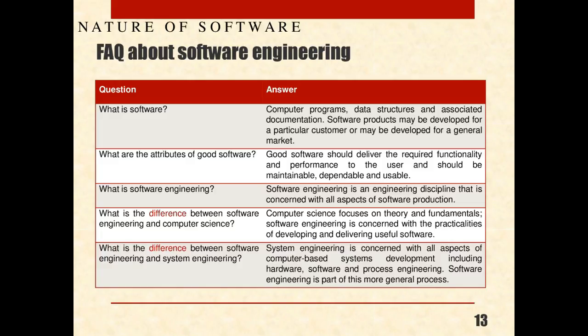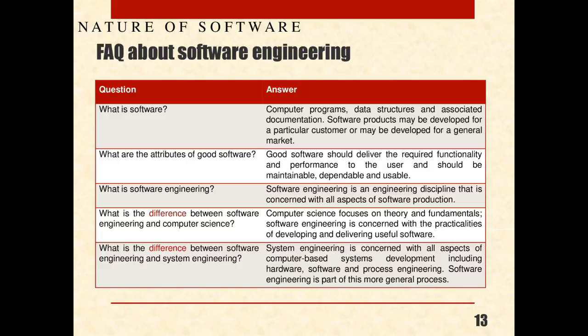Question number four. What is the difference between software engineering and computer science? Answer. Computer science focuses on theory and fundamentals. Software engineering is concerned with the practicalities of developing and delivering useful software.